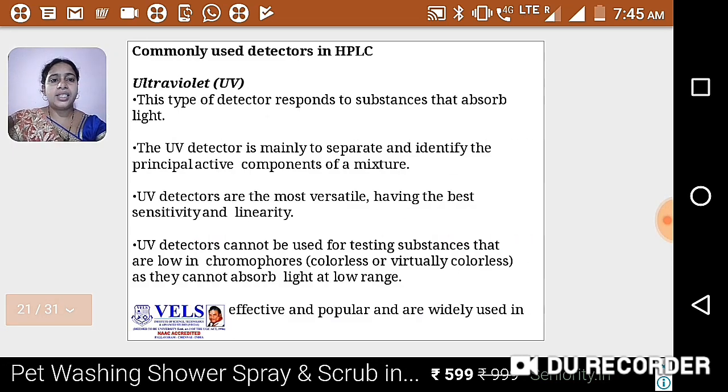Commonly used detectors in HPLC include UV, that is ultraviolet. This type of detector responds to substances that absorb light. The UV detector is mainly used to separate and identify principal active components of the mixture. UV detectors are the most versatile, having the best sensitivity and linearity. UV detectors cannot be used for testing substances that are low in chromophores, colorless or virtually colorless, as they cannot absorb light at a lower range. They are cost effective and popular and widely used in industry.